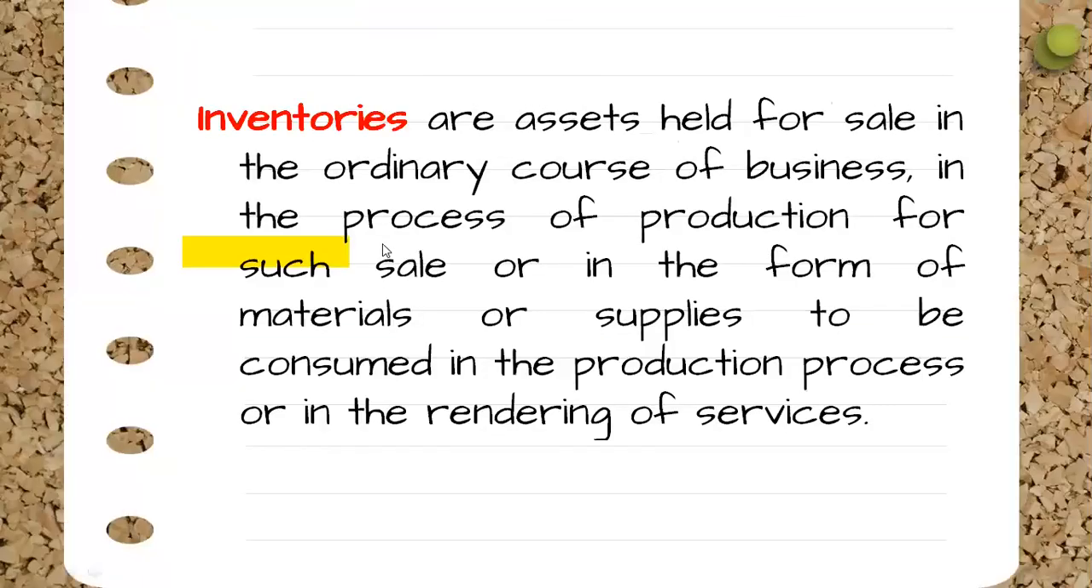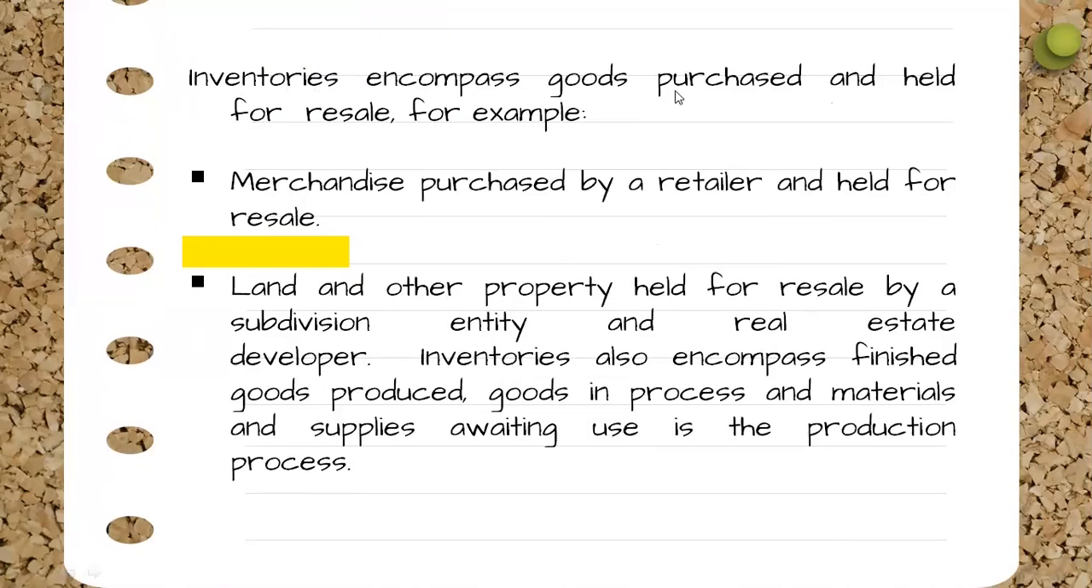First, let us define what inventories are. Inventories are assets held for sale in the ordinary course of business or in the process of production for such sale or in the form of materials or supplies to be consumed in the production process or in the rendering of services. Inventories encompass goods purchased and held for resale. So take note, when we say inventories, these are goods that we purchased and we intend to resell in the ordinary course of our business.